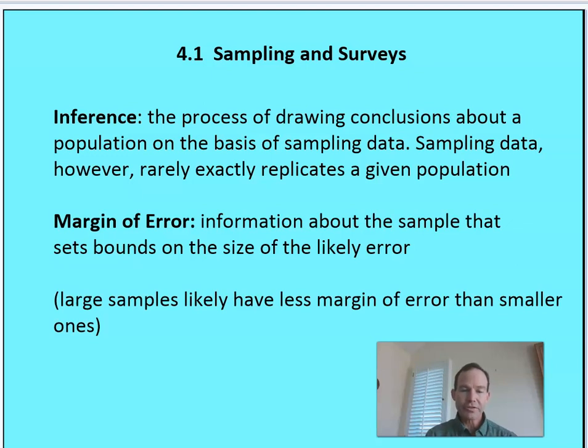Margin of error is information about the sample that sets bounds on the size of the likely error. So we take a look at the data and based on how widely distributed it is, what its range is, and how large the sample size is, we can tell what type of error we might expect or how large that error might be. The larger, by the way, the sample size is, the less the margin of error is in general.